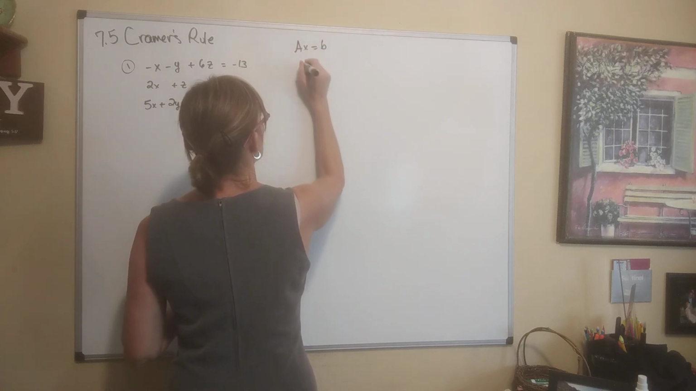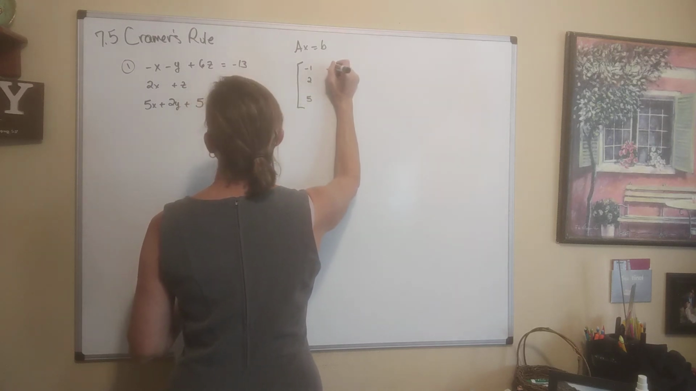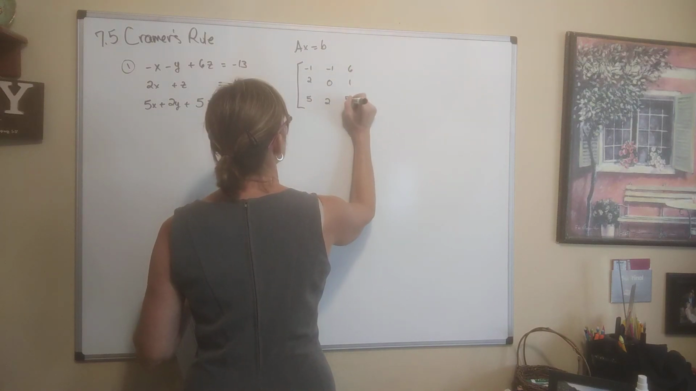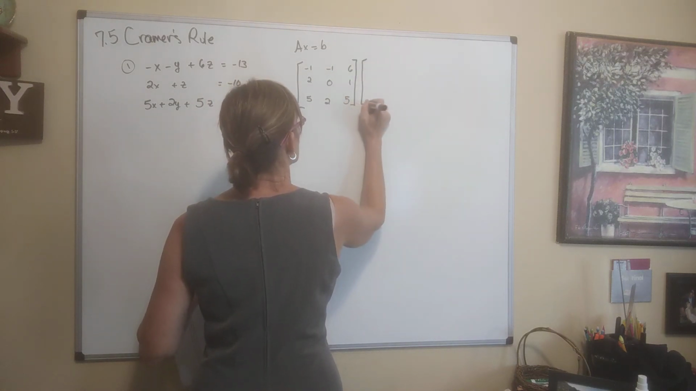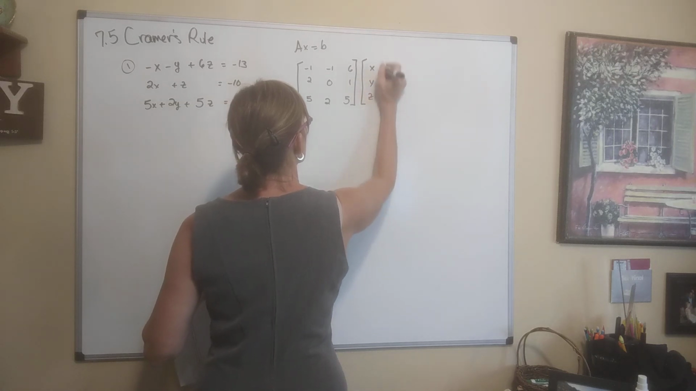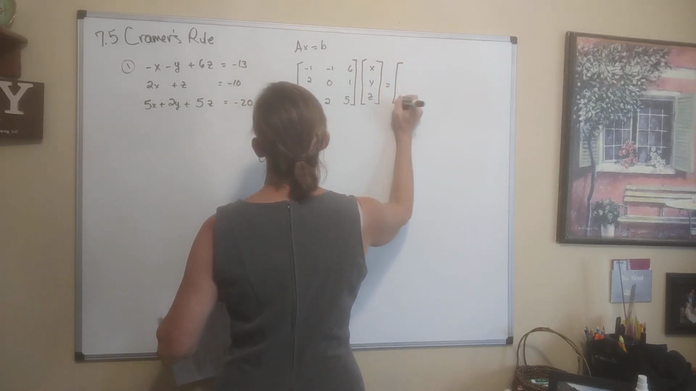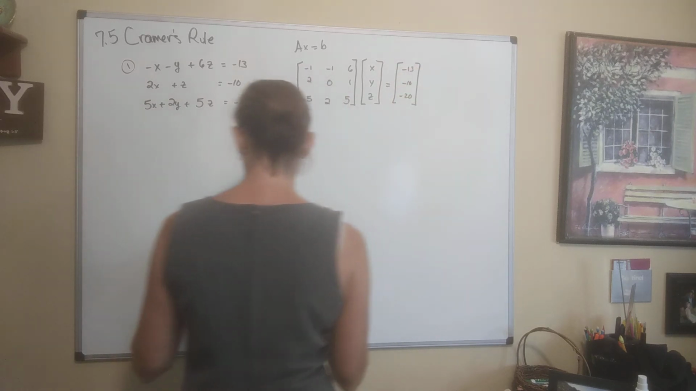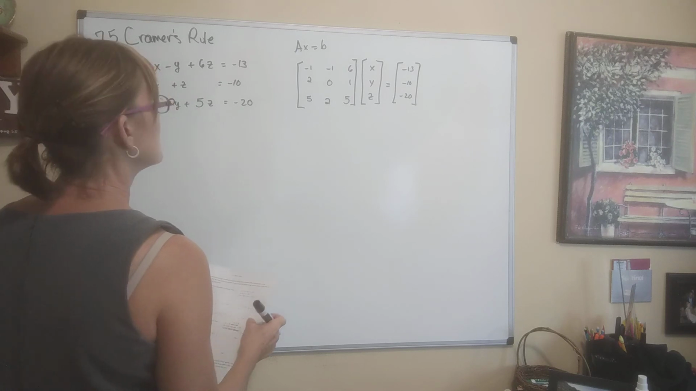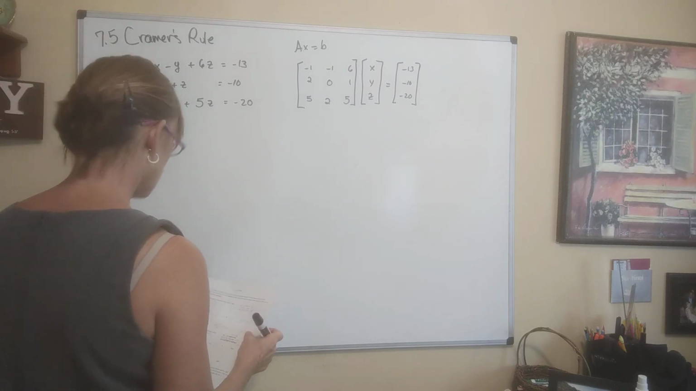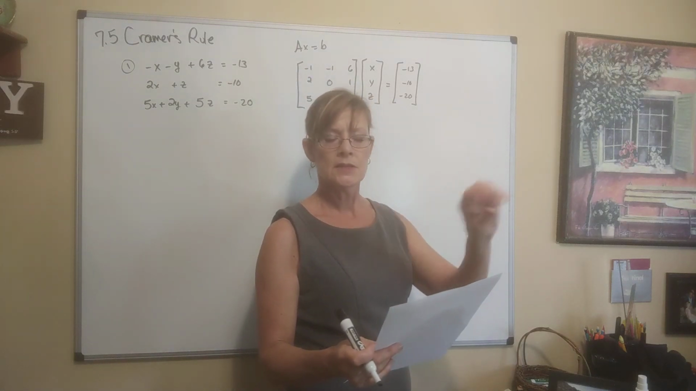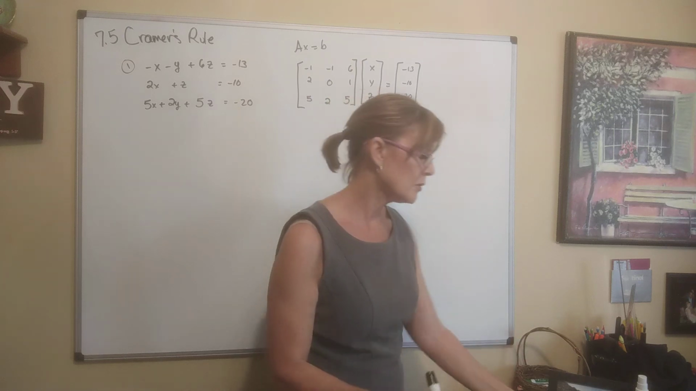AX equals B. All right, so this is going to be negative 1, 2, 5, negative 1, 0, 2, 6, 1, 5, and then negative 13, negative 10, negative 20. All right, do I like that? Yep, I do. Okay, so then what you'll see is I just have some D and D sub X and D sub Y and D sub Z. Let me show you what those mean.